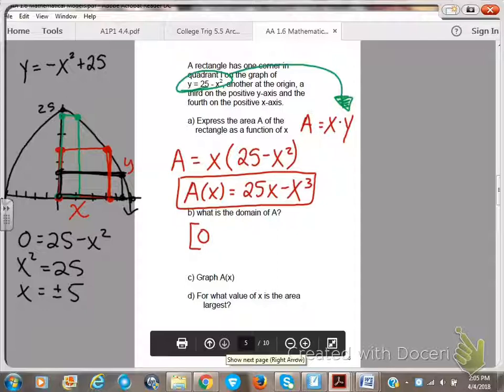Now this rectangle has to exist under the parabola, correct? So does that mean I could make it huge and ginormous and all the way out there? No. Okay, so what's the furthest out that I could go along this parabola? 5. Very good. We don't want to count some negative values, because we are only in the first quadrant. And that's because they told us that up here. Just in quadrant 1.